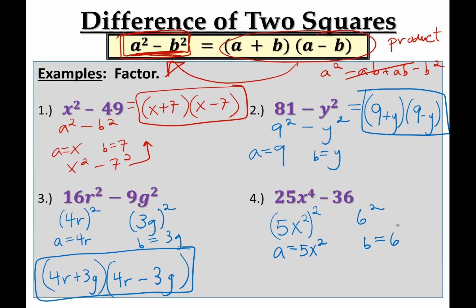So if I follow my formula, a plus b, a minus b, here's what that would look like. 5x squared plus 6 times 5x squared minus 6.